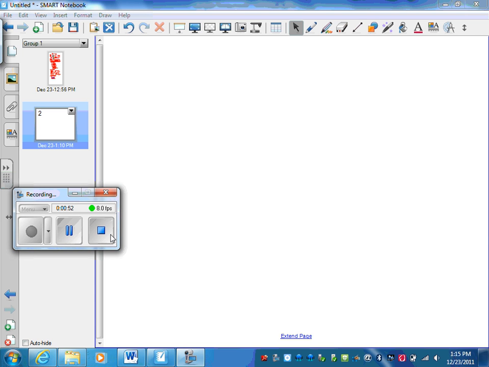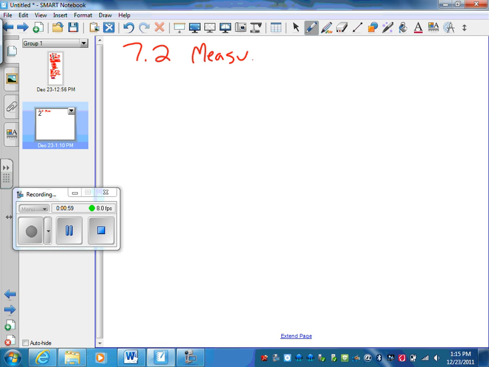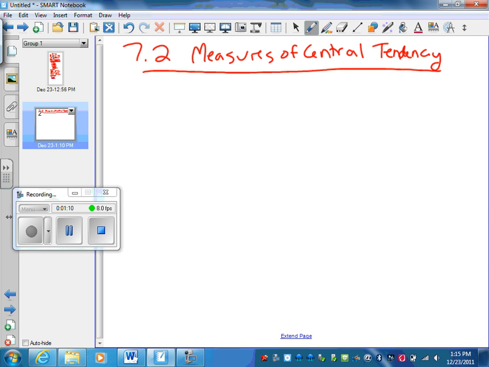Okay. Now that everybody has that, we're going to do 7.2, measures of central tendency. Now this is something that you guys should all know. There should be a lot of review. But what's going to be new is using our graphing calculators to find them.